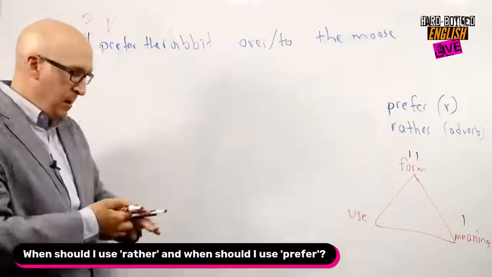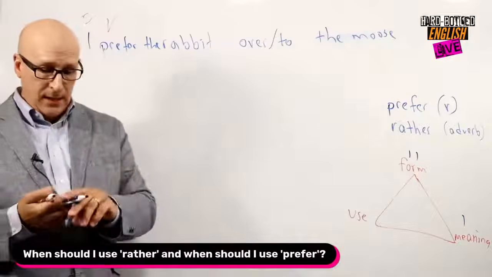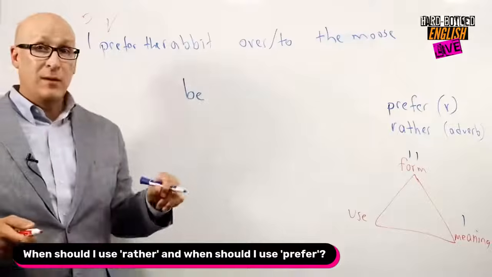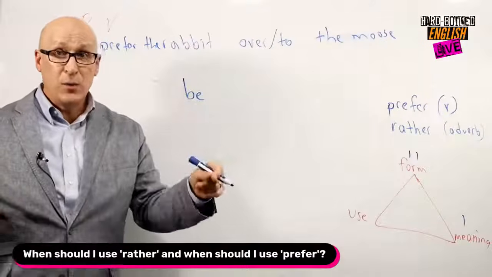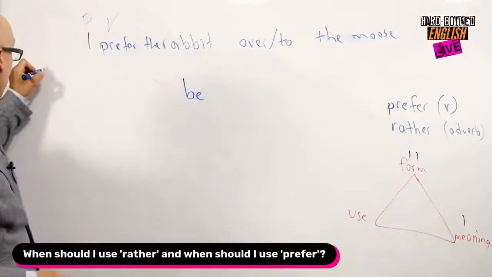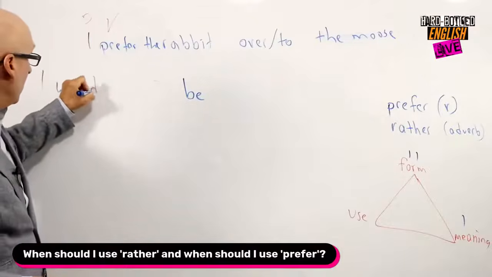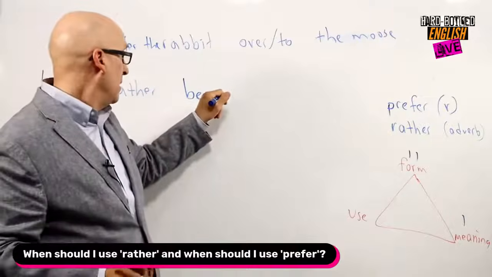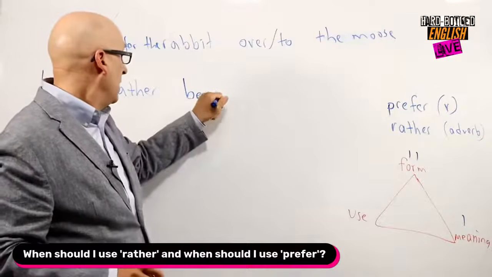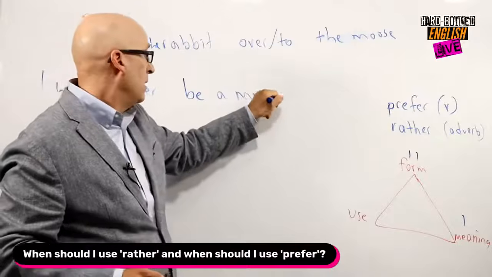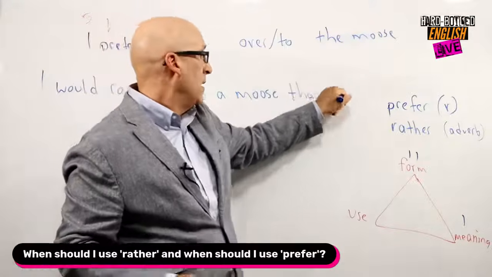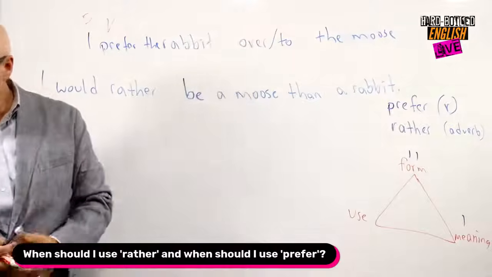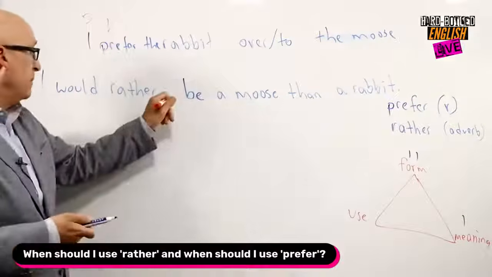Okay? But what if the verb is something different, like be? What if we're talking about what you'd rather be? Which one you like to be? Well, I can say, I would rather be a moose than a rabbit. Now, this is a little bit different because we're using the verb be.